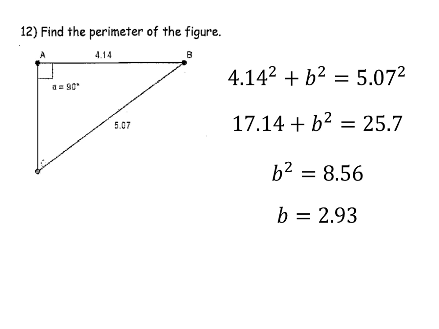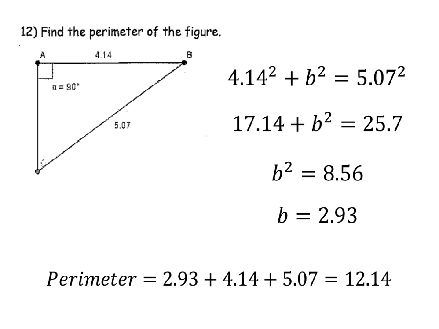We're not done. That's not our answer. What this is here is the length of this leg of the triangle, and we want the perimeter. And to find the perimeter of a figure, we just add up all the outside side lengths. So we're going to take that 2.93 and add it to 4.14 and 5.07 to find that the perimeter of this figure is 12.14.